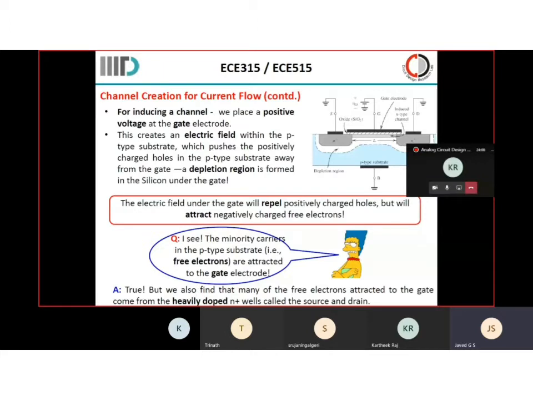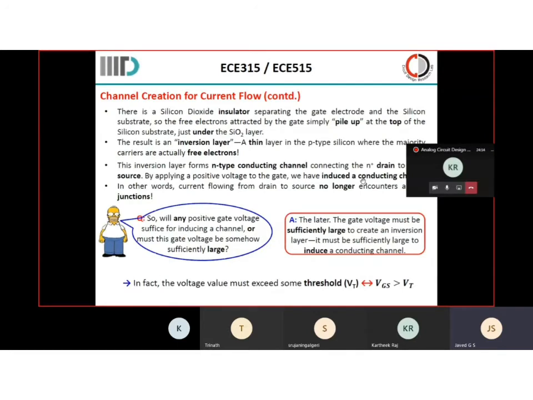We also see that many of the free electrons attracted to the gate come from the heavily doped N-wells called the source and drain. So around the source and the drain, this depletion region might also get formed. So how does this silicon insulator separate?